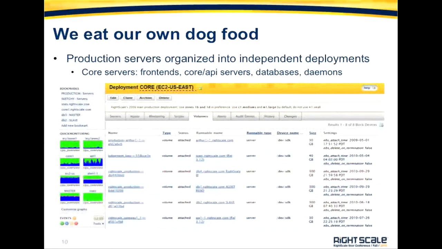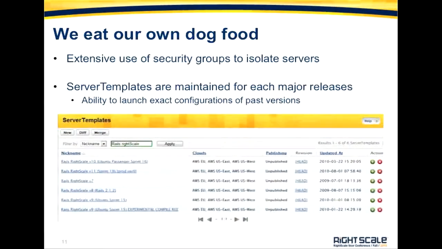As I said, we eat our own dog food. We make sure that we are normally the first ones to use the features, to test them, to see whether they work or not. And production servers are organized into independent deployments. We have core servers that basically consist of front ends, API servers, databases, daemons, and so on.